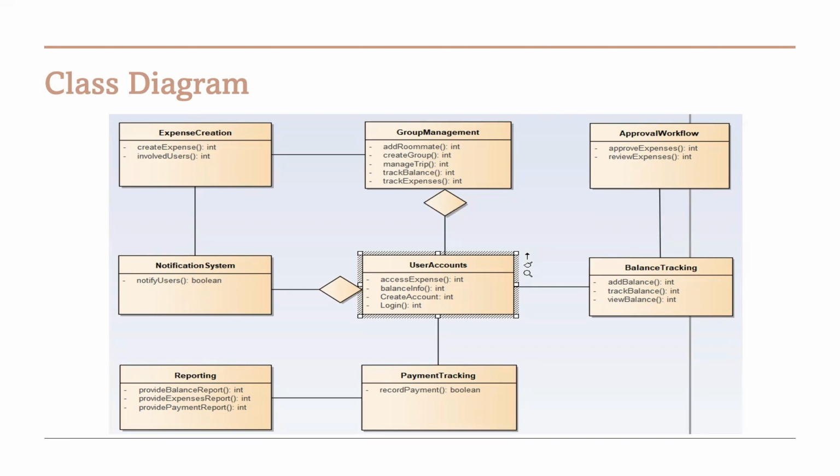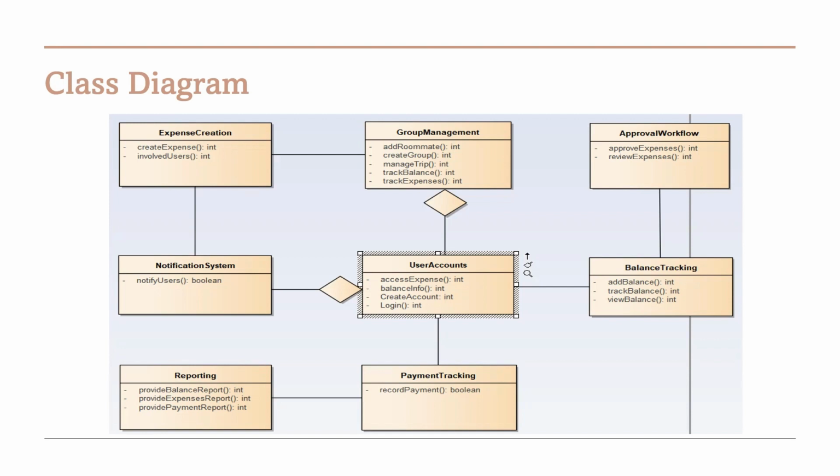After that they can also create new expenses, and they can provide the users who have been involved in those expenses. Every time an expense is made, a notification will be provided to the person who created the group, and they'll also be able to track the balances, where they can add new balance and view balances as well. And for the expenses, the person who made the group will be able to review the expenses, and they will also be able to approve those expenses.